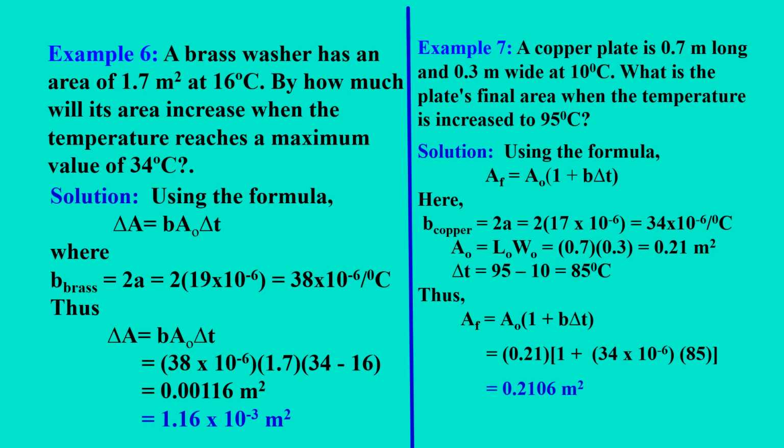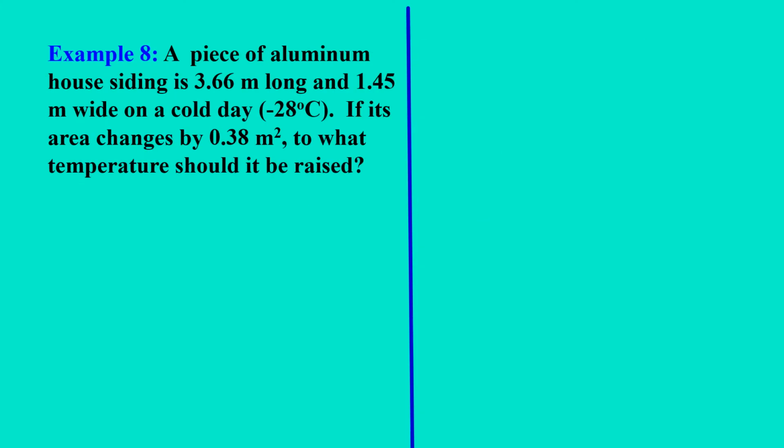Original area is original length times original width, 0.7 times 0.3, which is 0.21 meters squared. The change in temperature is 95 minus 10 equals 85 degrees Celsius. Thus, substituting the values into the final area equation, we get final area is 0.2106 meters squared.